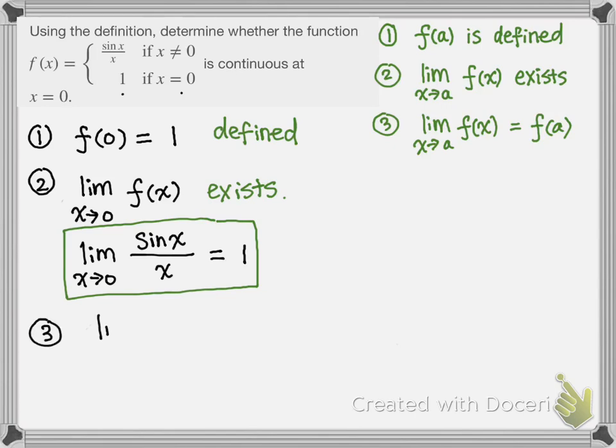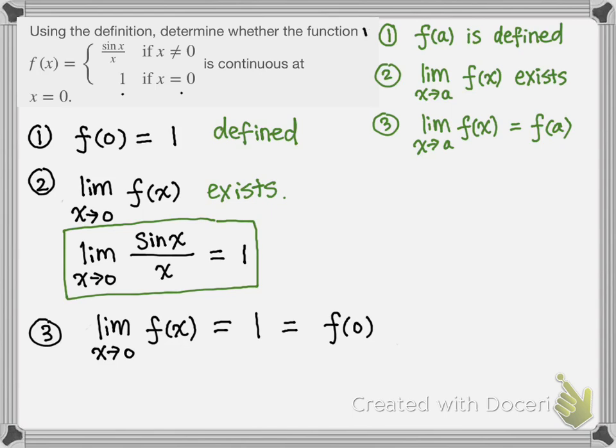So do we have the limit as x approaches 0 of f of x equal to the function value f of 0? So what is f of 0? f of 0 equals 1. What is the limit as x approaches 0? According to this special limit, it also equals 1. So we do have condition number 3.